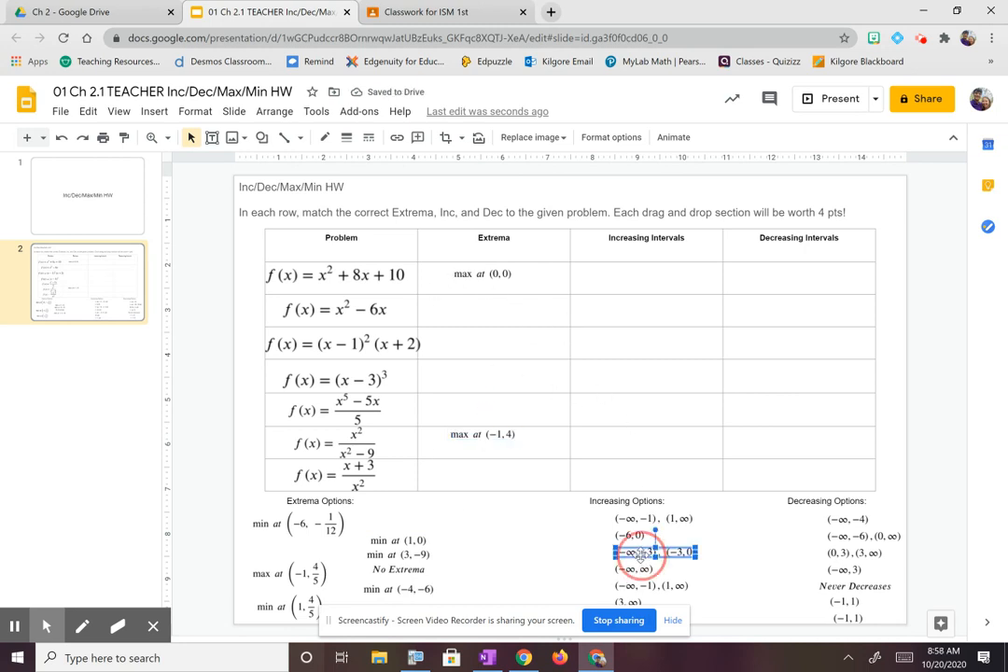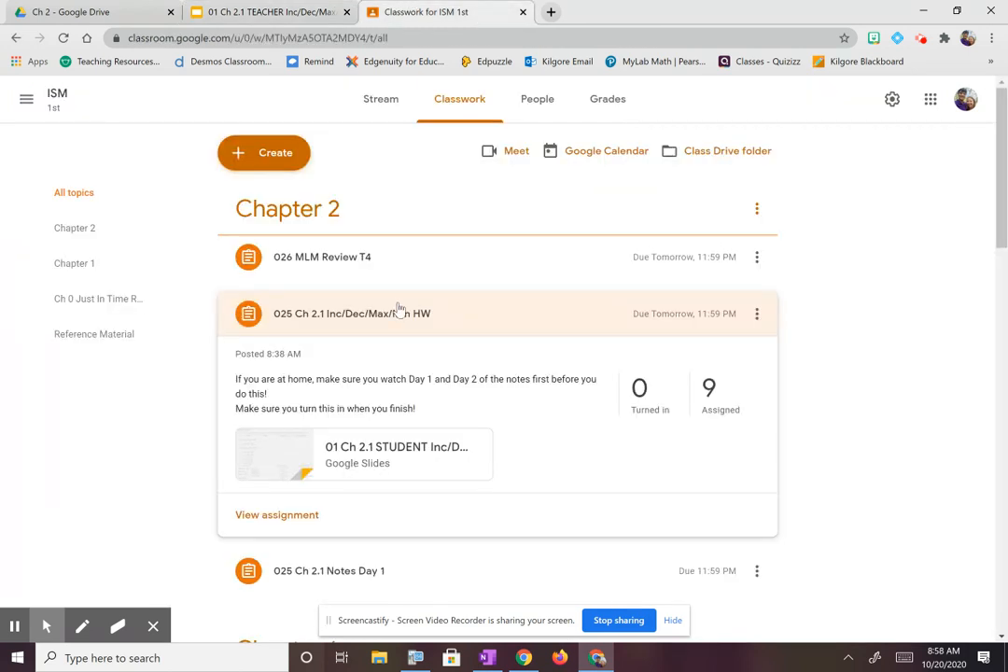Same thing, increasing and decreasing goes here, and then decreasing goes up here. Just make sure you put them in the correct column. All right, and then save it, or it doesn't save automatically. Make sure you turn it in to me. You don't have to reattach it, but turn it in, okay? Each one of these guys is 4 points apiece, okay? Then if you want to, the review is already on my math lab.